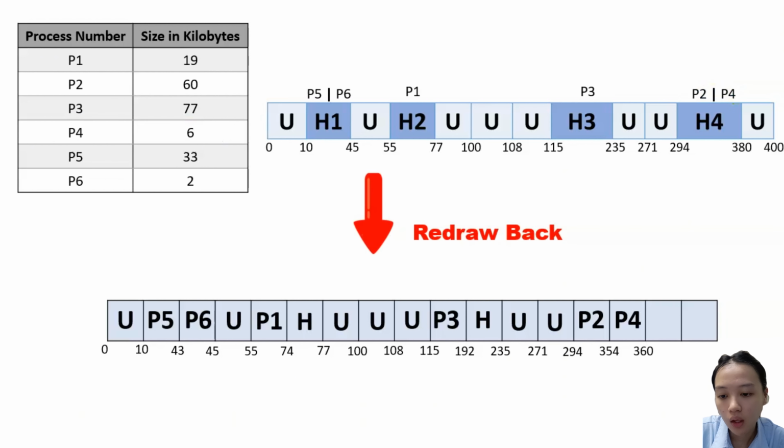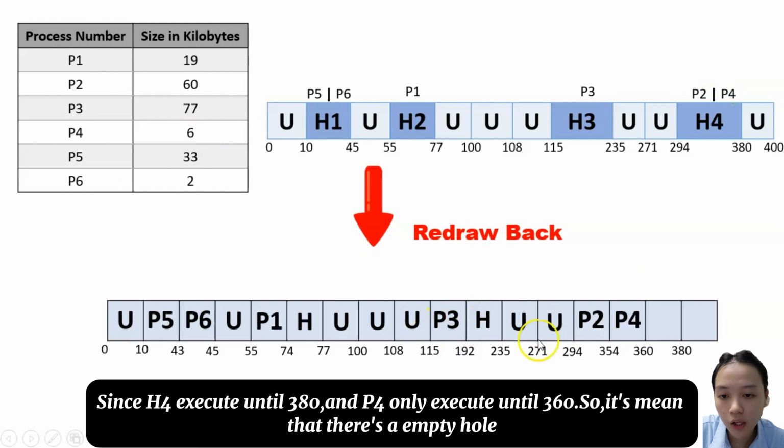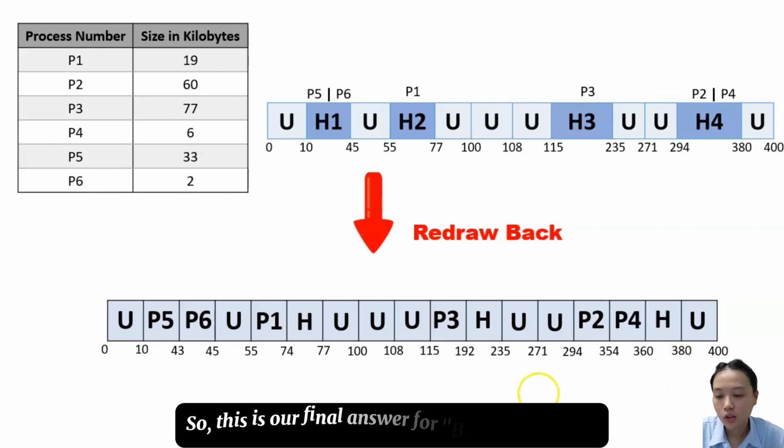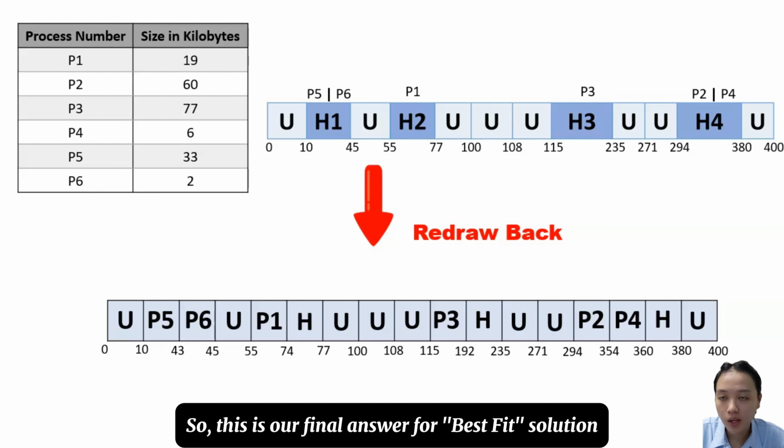Since H4 execute until 380 and P4 only execute until 360, so it means that there is an empty hole, so we put hole there. After that we just proceed with U, then we will get the table like this. So this is our final answer for best fit solution.